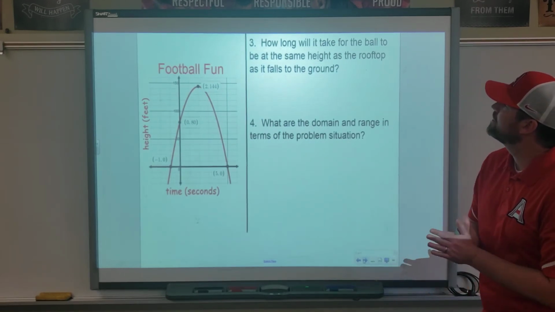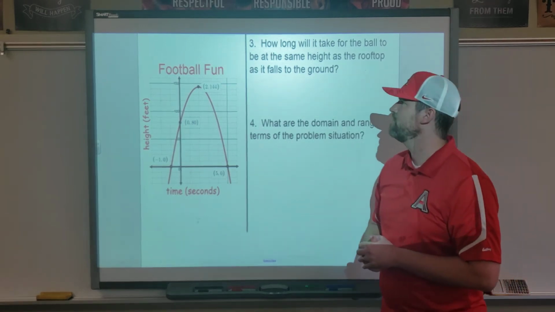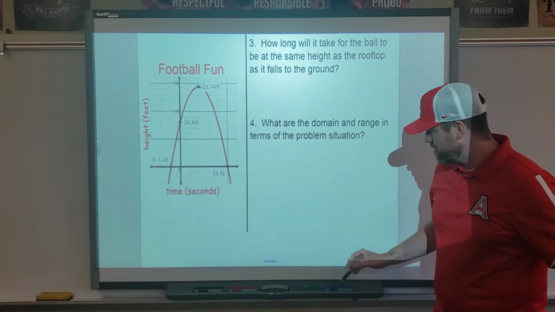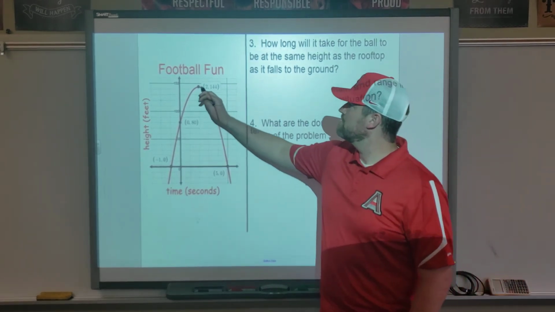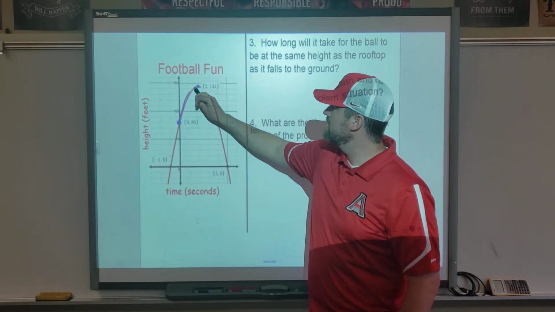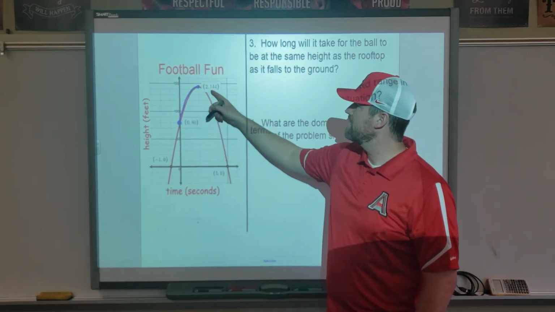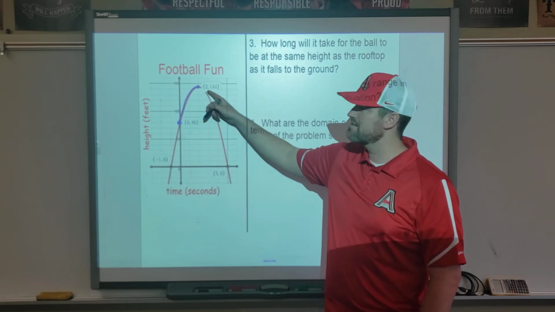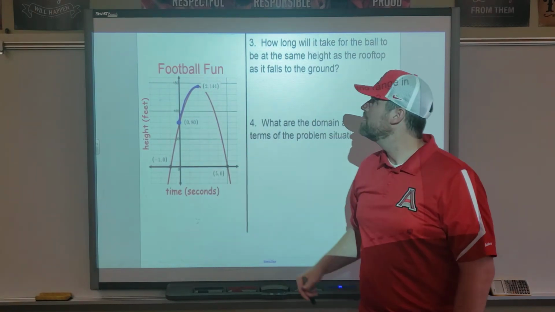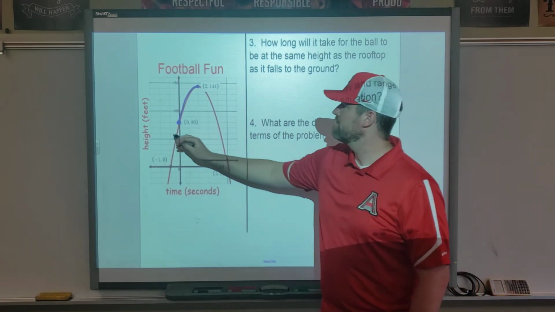All right, a little bit of a different question. How long will it take for the ball to be at the same height as the rooftop as it falls from the ground? And we're going to go back to the 80 feet again, just because that's what we started with. But I know that to get to the maximum height, how long did it take from the time he threw it until the time it reached the maximum height? Well, he threw it at 0 seconds, and it reached the maximum height at 2 seconds. So we know that the ball had been in the air for 2 seconds when it got to the max height. But the question is, how long will it take for the ball to be at the same height as the rooftop?